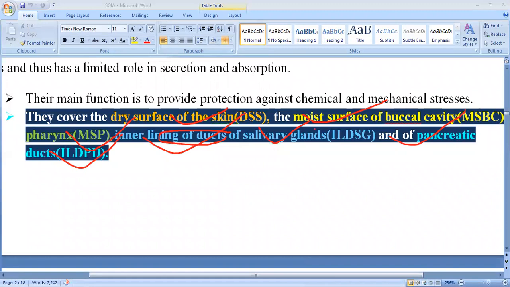Okay, so how do you learn this? There is also a short trick. Dry surface of the skin, DSS. Moist surface of the buccal cavity, MSBC. Moist surface of the pharynx, MSP. Inner lining of the duct of salivary glands, ILDSG, and pancreatic ducts, ILPD.